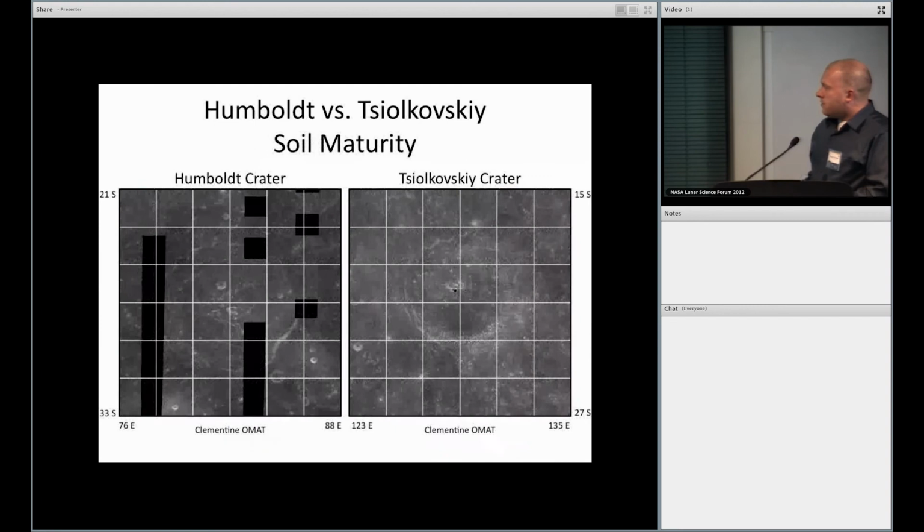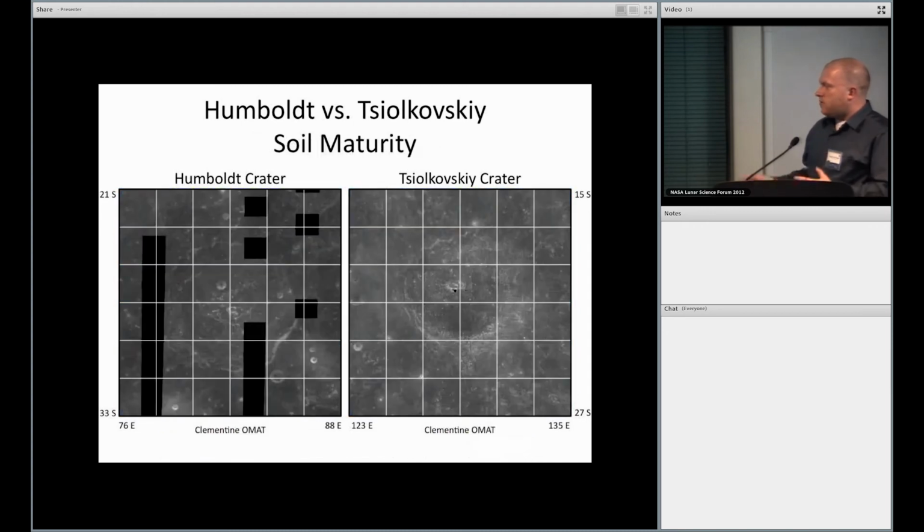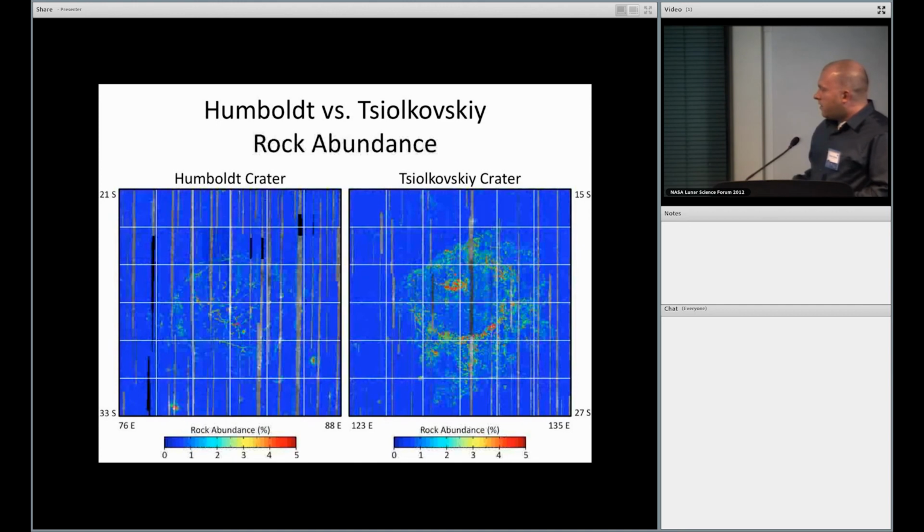The other thing we can say about the two craters is for Humboldt, the rock abundance is almost exclusively limited to areas that have low soil maturity, whereas for Tsiolkovskiy, areas that have low maturity are more likely to have rocks. But there are areas, and if you keep an eye on areas like this and like this out in the ejecta, which have very high block abundances. Greater than 5% is something we rarely see on the moon.